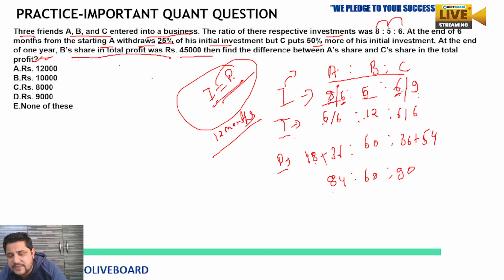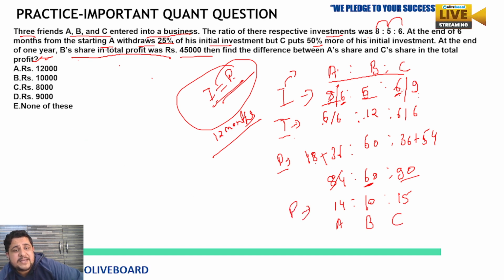So now by 6 we can easily cancel these values. So 14 we will get here. Now 60 will be cancelled 10 times. Now 90 will be cancelled how many times by 6? 15 times. So this is the value of A, this is the value of B, and this is the value of C in the profit.